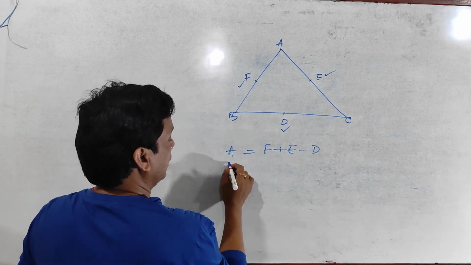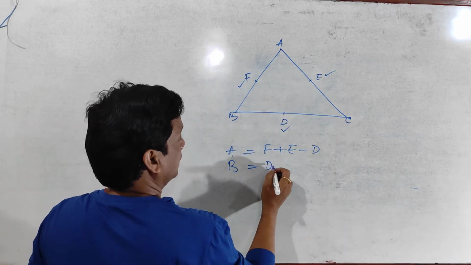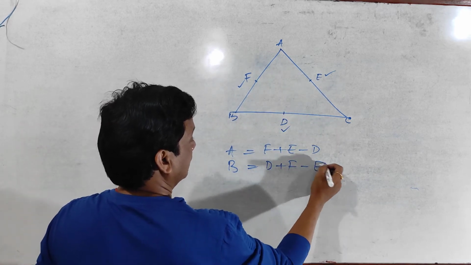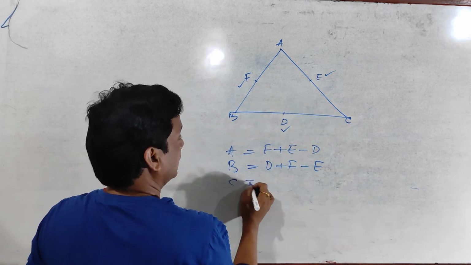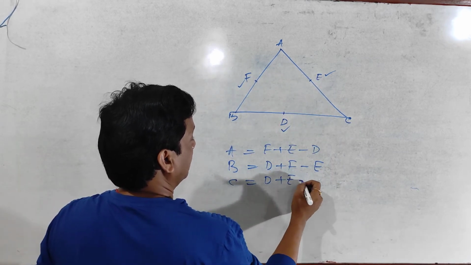And B is equal to how much? B is D plus E minus F... sorry, B is E plus F minus D? And how do we find C? C is equal to D plus E minus F.